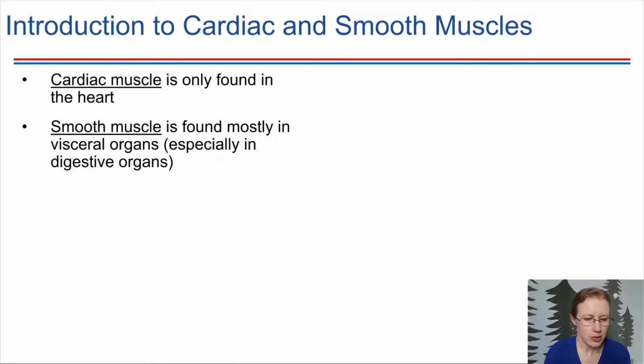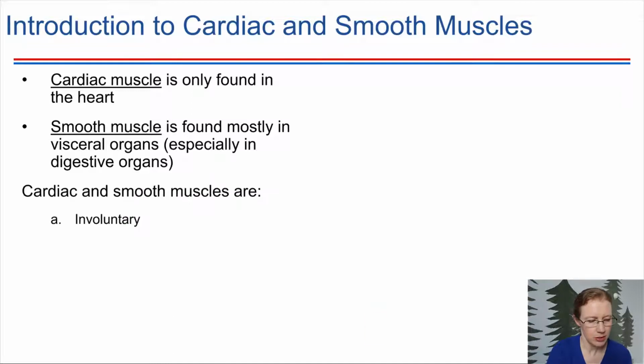Okay, so what do these two muscle types have in common? They have some things in common, so we're going to start off just kind of grouping them together. These two muscle types are involuntary, so we don't have conscious control over them. They are regulated by the autonomic nervous system.